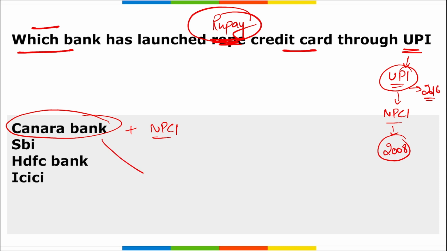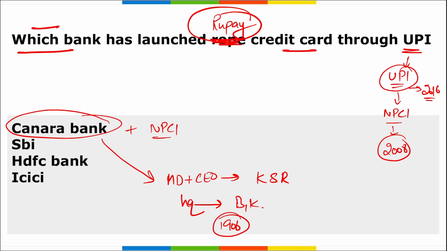All right, if we talk about Canara Bank, who is the Managing Director and Chief Executive Officer here? K. Satyanarayana Raju ji. Where is the headquarter? It is in Bangalore, Karnataka, and in 1906 this was established.